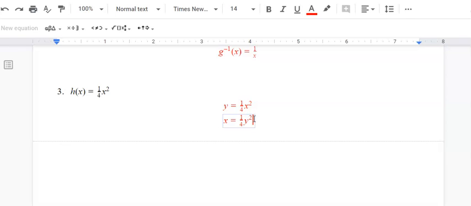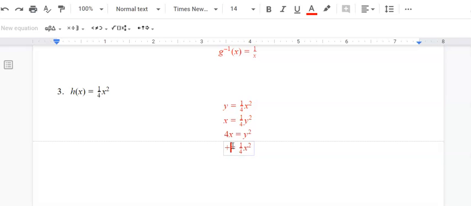All right, shift 6. There we go. Now to solve for y, we're going to multiply both sides by 4. That'll give me 4x on the left. So 4x equals y squared. And then you're going to take the square root of both sides. Well, there's your problem. When you take the square root of 4x, you get plus or minus the square root of 4x.